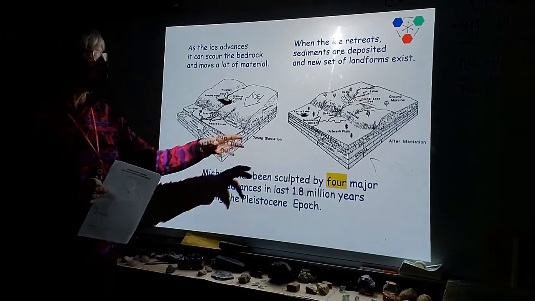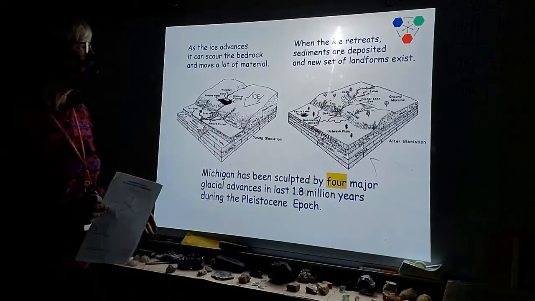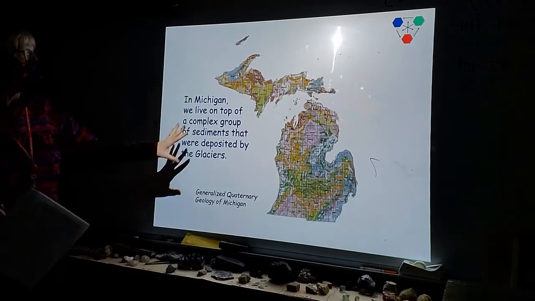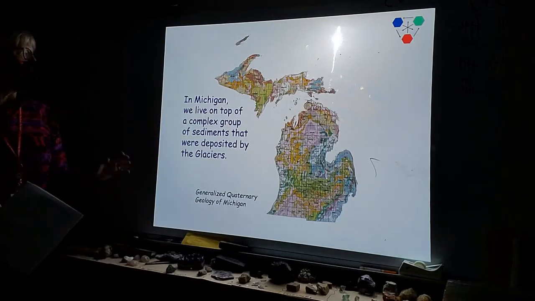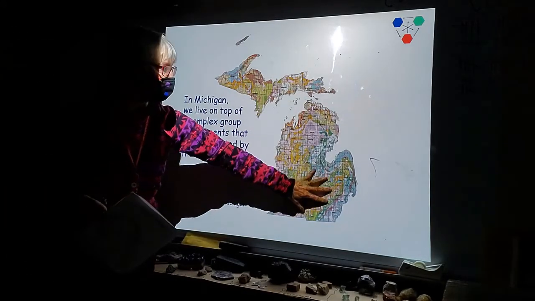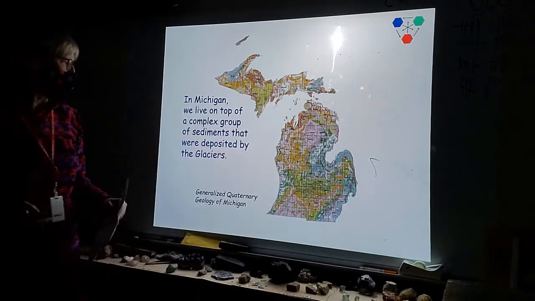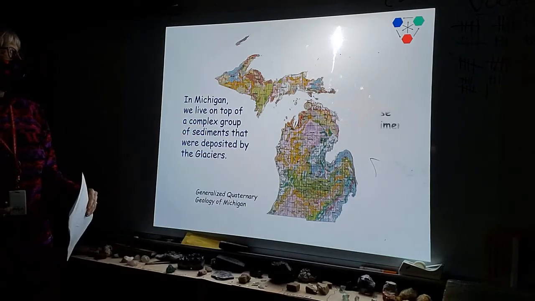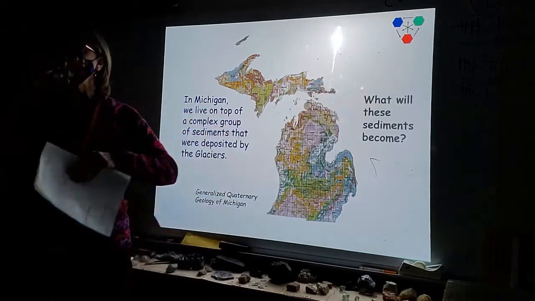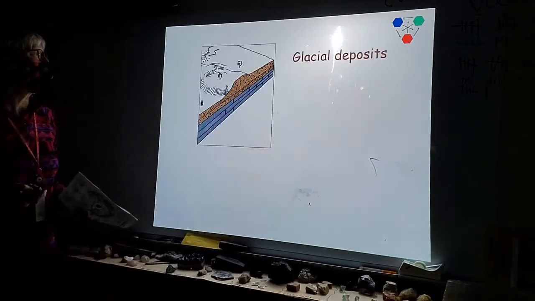New landforms. You have kettle lakes and mountains and moraines and all sorts of hummocks and all sorts of things. Now in Michigan, we live on top of a complex group of sediments deposited by the glaciers. Look at these different colors. These are the different kinds of rocks. Isn't that crazy? It's just really nuts. This is a bedrock map. What will these sedimentary rocks become over time if they keep compacting and hardening? Sedimentary rocks, right. Sedimentary rocks.